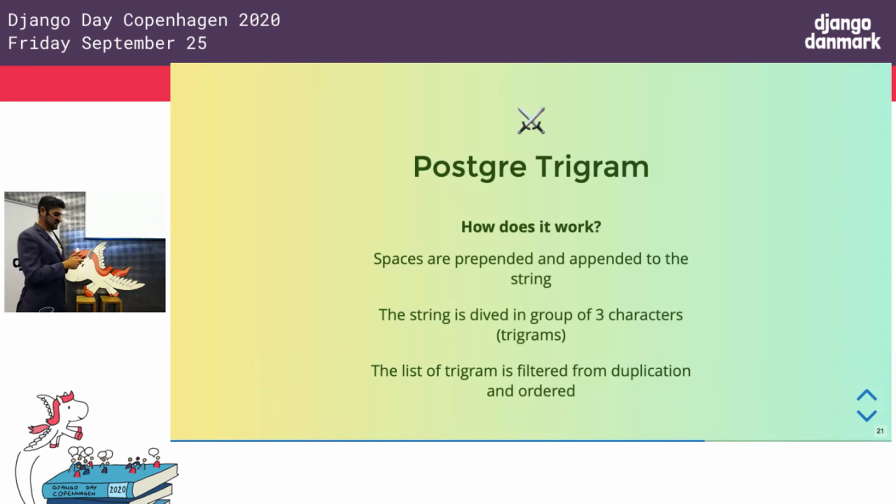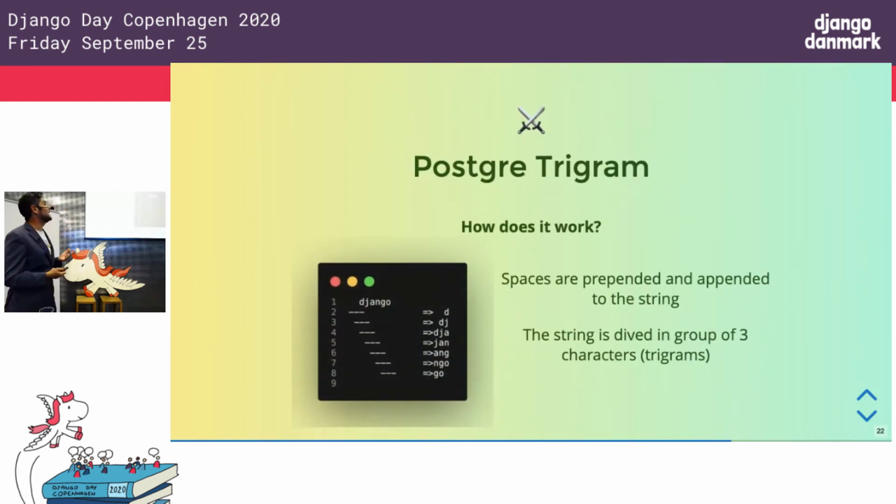It is a bit complicated, but let's make an example just to understand. The string Django, for instance. Postgres will take 2 spaces and prepend them to Django, and then append another space. And then we'll start taking 3 characters from the total string. So the first trigram will be space, space, D. Second one would be single space, D, J, then D, J, A, and so on. This will be the entire list.